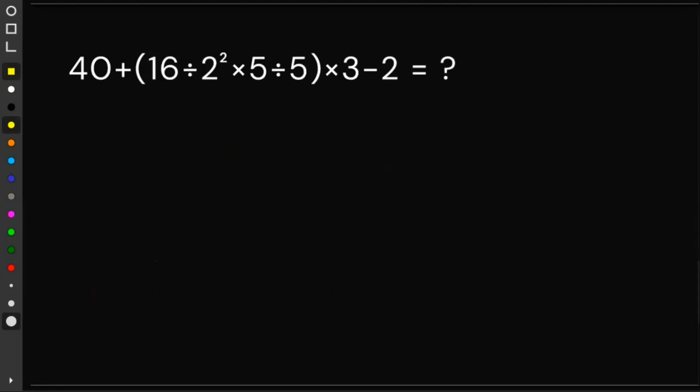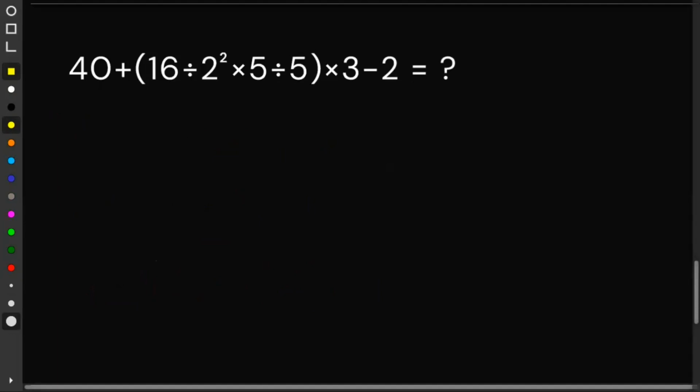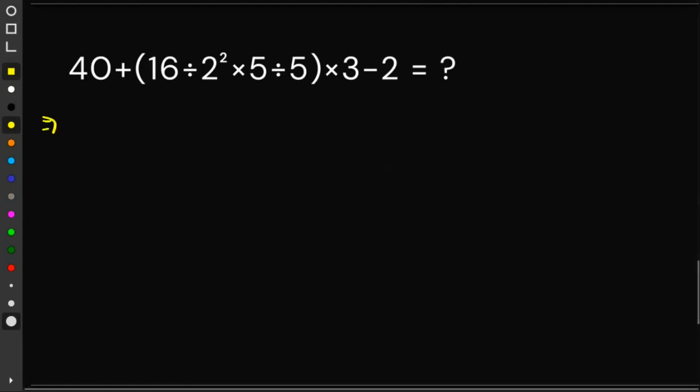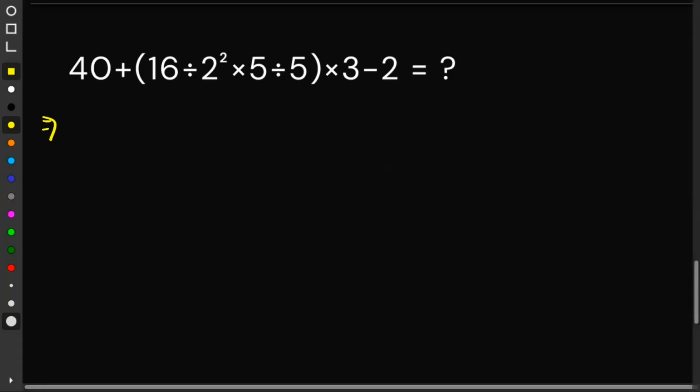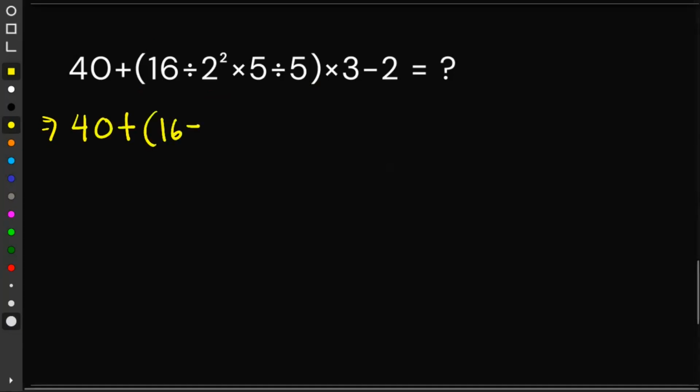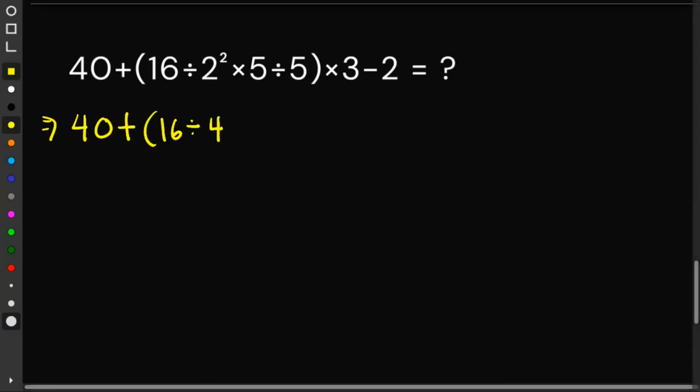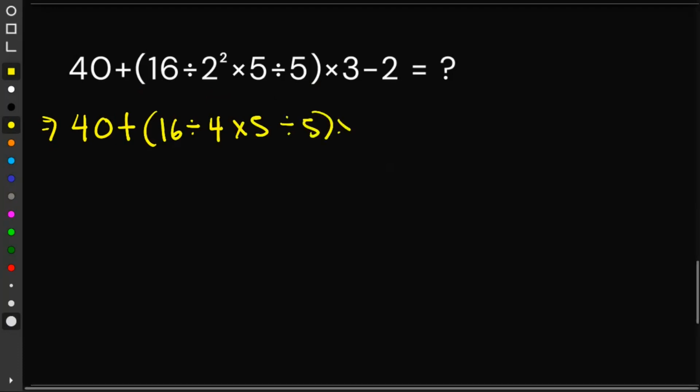For a fourth example, we have a more complex operation, but we'll still follow the process. So first, we start with the parenthesis operation out here. Inside the parenthesis, we start with the exponent, since that is the rule for PEMDAS. So we have 40 plus 16 divided by 2 squared is 4. So 4 times 5 divided by 5 times 3 minus 2.